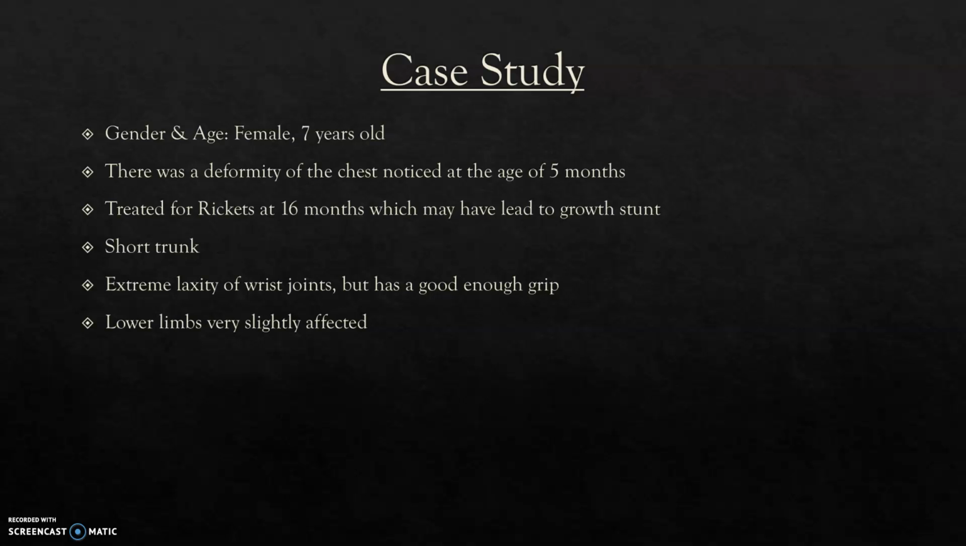A quick case study. For this case study, the patient is a female, 7 years old. There was a deformity of the chest, which was noticed at the age of 5 months. She was treated for rickets at 16 months, which may have led to growth stunting. She also had a short trunk and extreme laxity of the wrist joints, but she did have a good enough grip. And her lower limbs were very slightly affected.